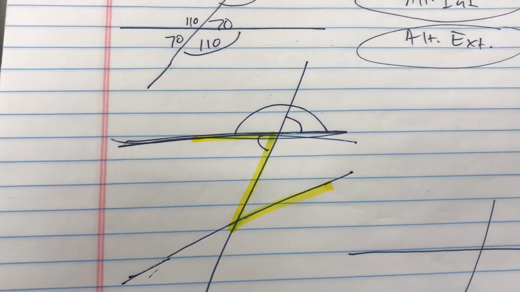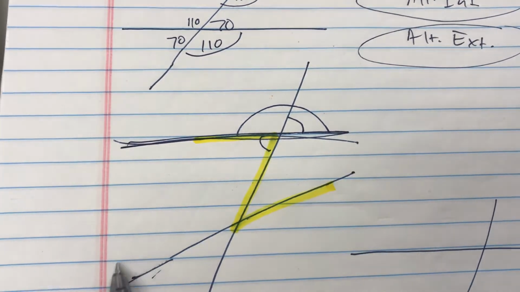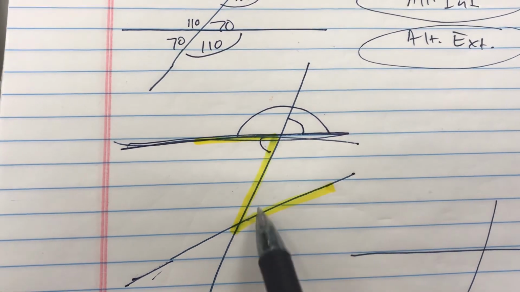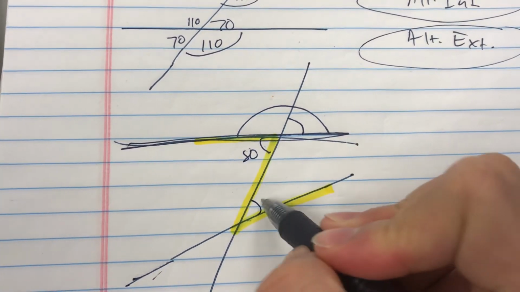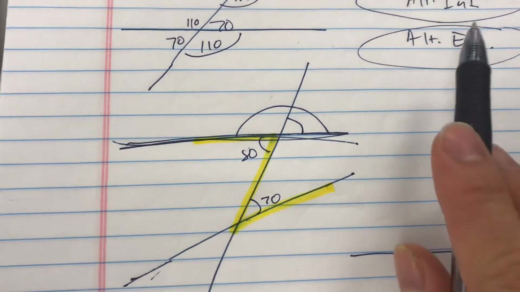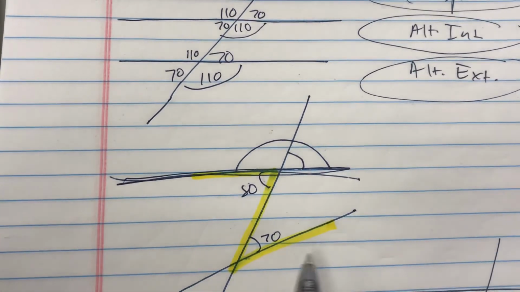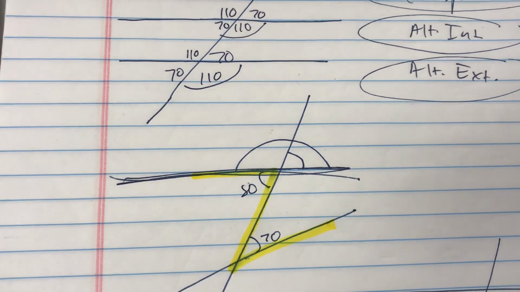So the main idea is this. You know that these two are not parallel because this is not going to be equal to this, right? Let's just say if this were 80 degrees, this would be 70. And we know the definition of alternate interior angles is that they have to be equal to each other, right? They have to be congruent. And these are actually not congruent. So that's basically the main idea.